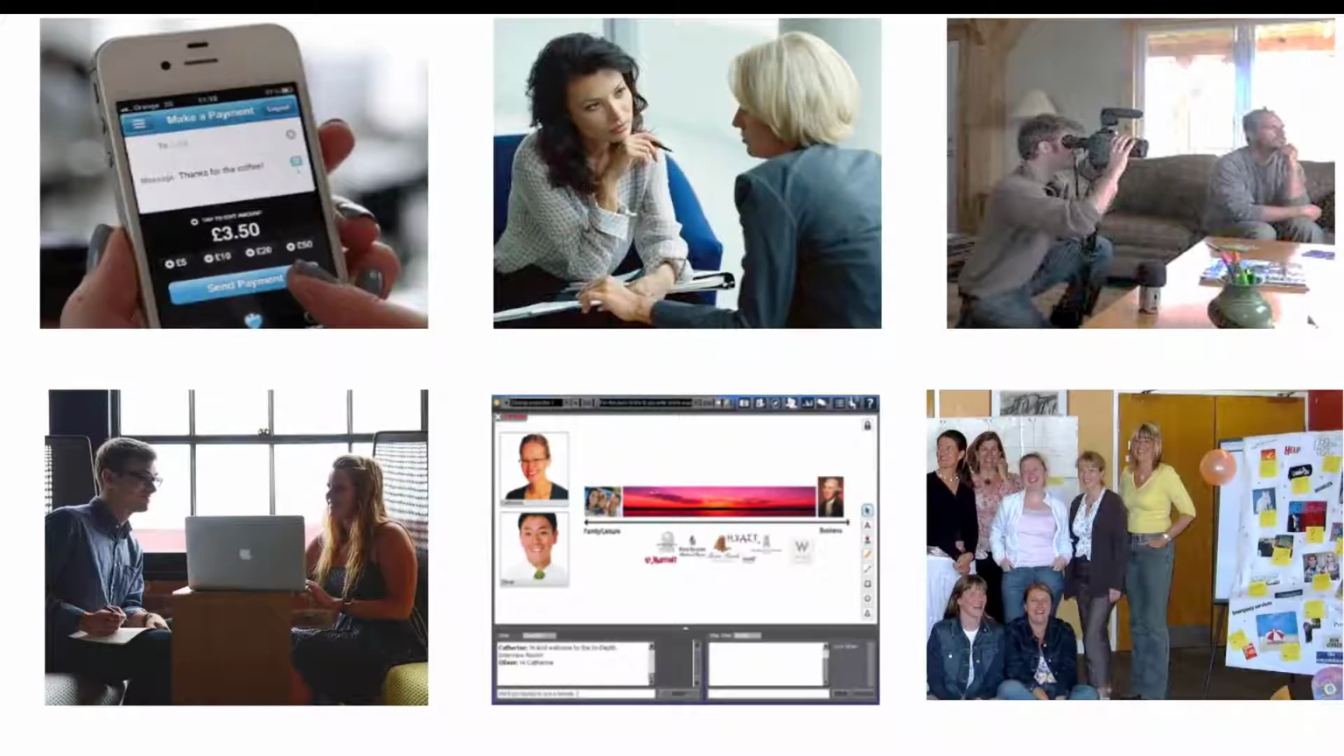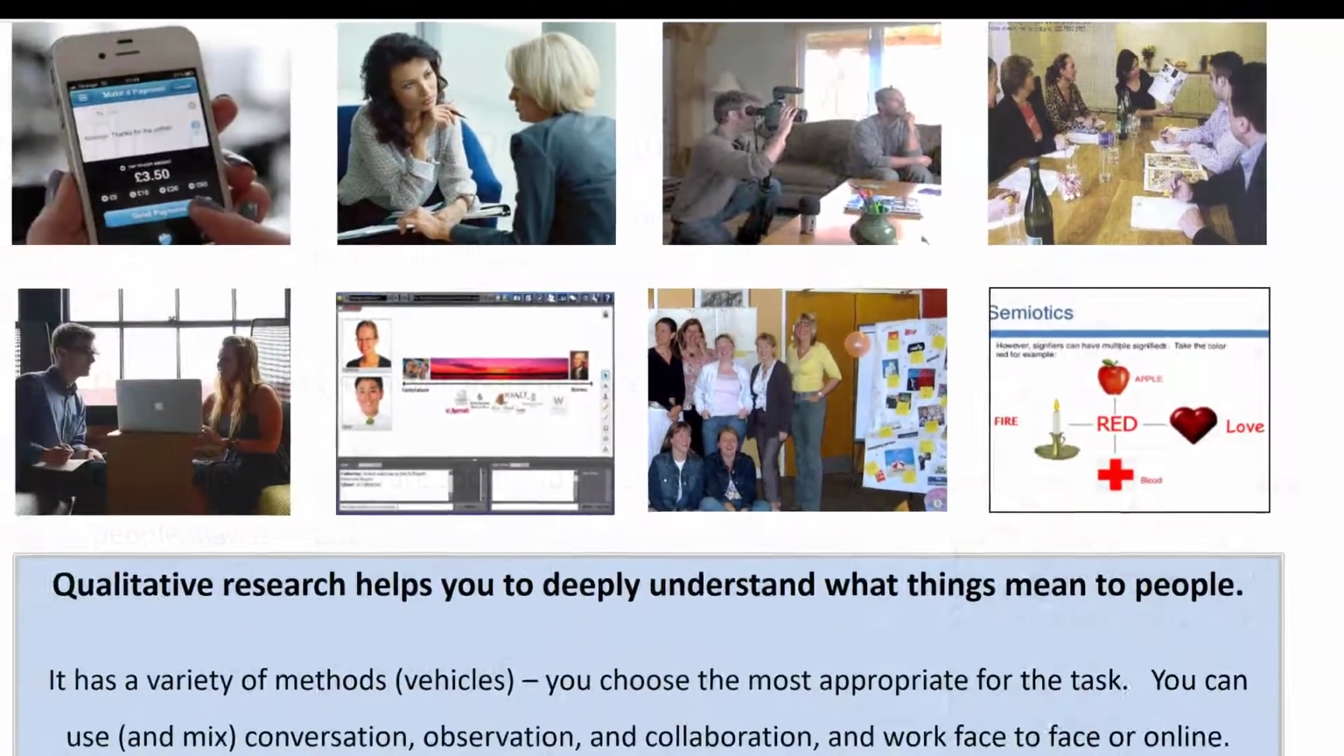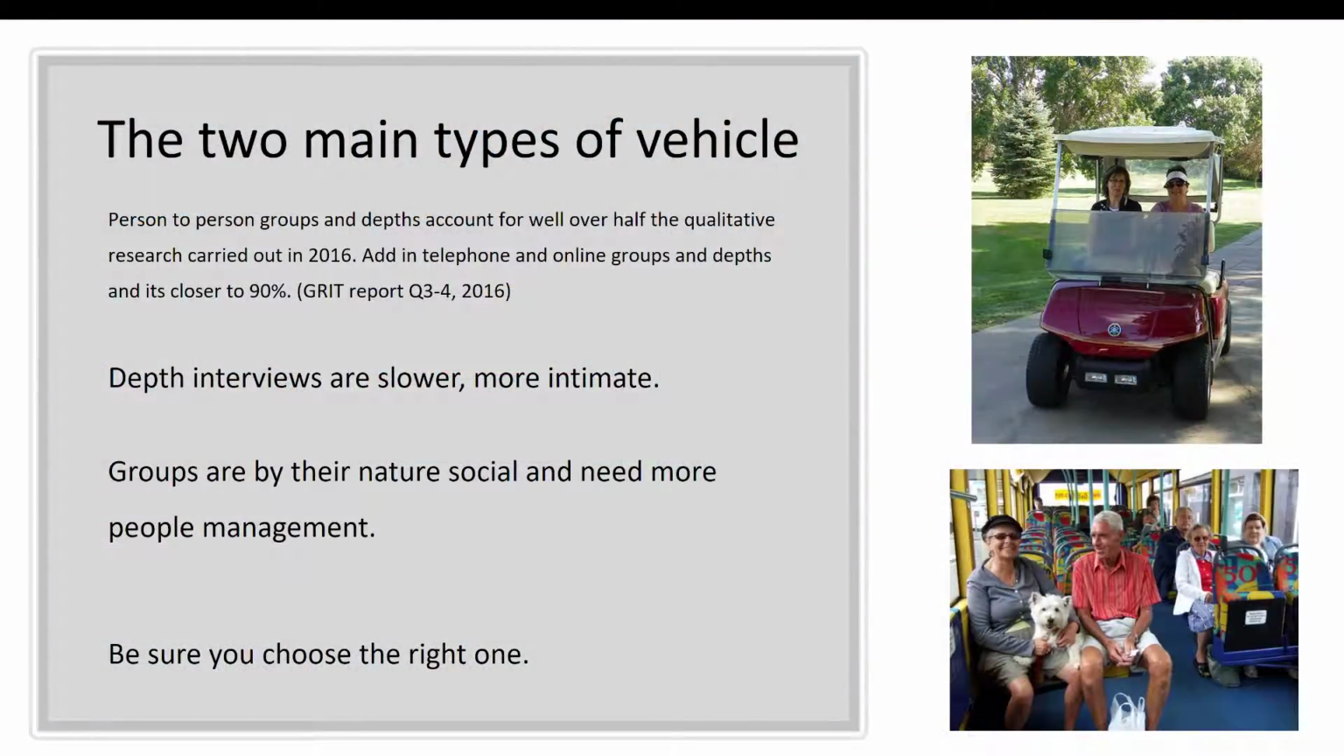It has a variety of methods which you can think of as vehicles, and you can choose the most appropriate for the task. You can see from the pictures that these include conversation, observation, and collaboration, and you can work face-to-face or online. In fact, there are two main types of vehicles: depth interviews and groups. Depths are slower and more intimate, more detailed. Groups are by their nature social and need more people management. You need to be sure you choose the right one.